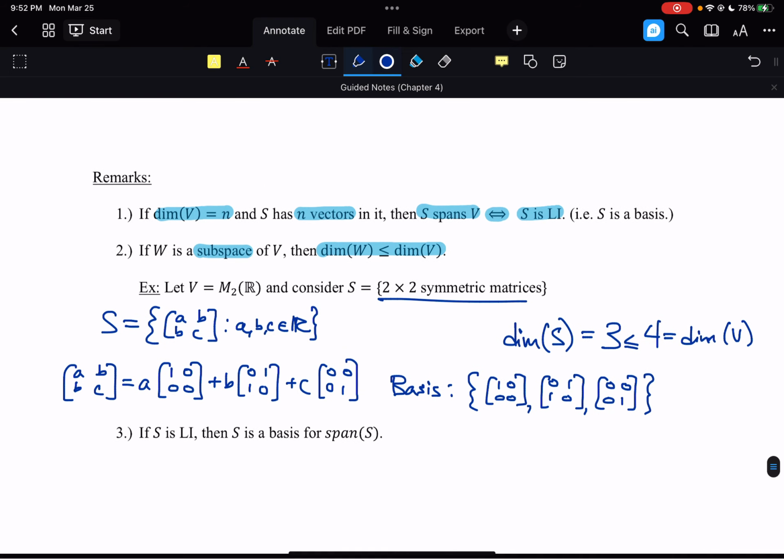And last remark down here. If S is LI, so if a set is LI, then S is a basis for the span of S. The conditions for something to be a basis are that it has to be LI and it has to span. Well, if we're looking at the span of S, that is all the vectors that are spanned by S. If we know that S is LI, by definition, it's LI and it spans, then that means that it is a basis for the span of S.